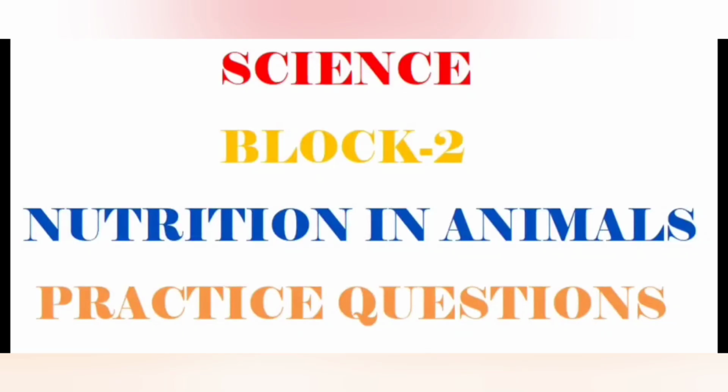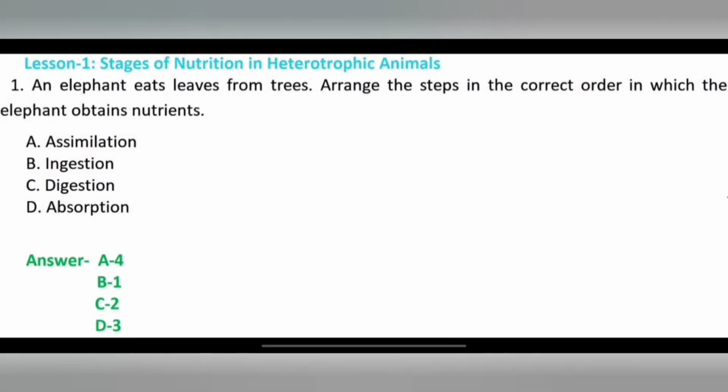So today we will discuss the answers of the practice questions of block 2, which is nutrition in animals, from the Xseed book, and the portion is of biology. So let's move on to our first lesson, which is stages of nutrition in heterotrophic animals.